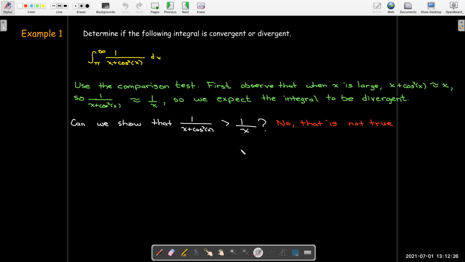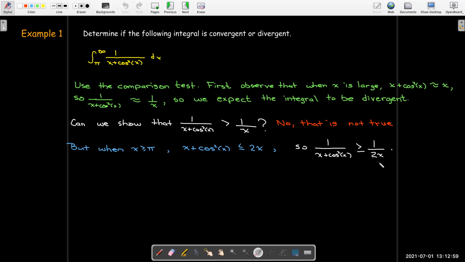However, if x is bigger than pi, x plus cosine squared x is definitely smaller than twice x, right? Think about that, starting with x equals pi. If I add another pi in there, that's going to be more than cosine squared x can be, which is just 1. So now my integrand is bigger than 1 over 2x.